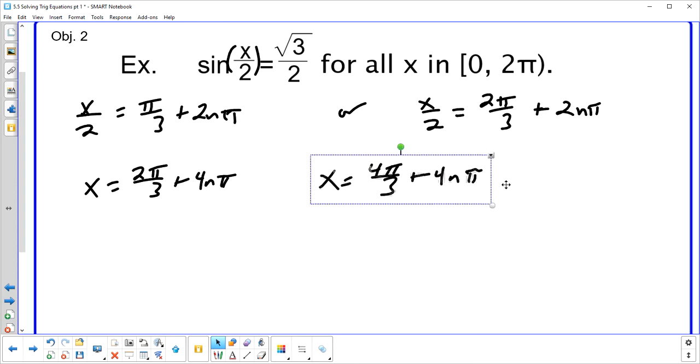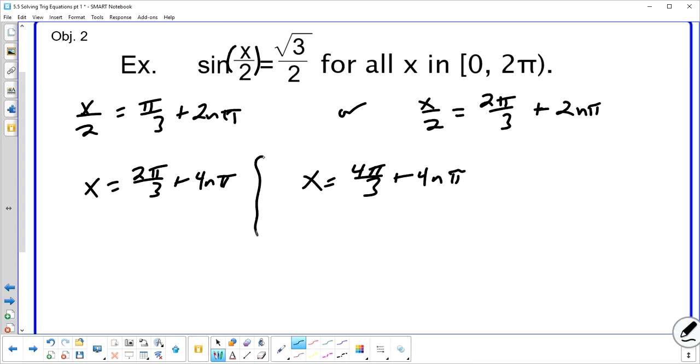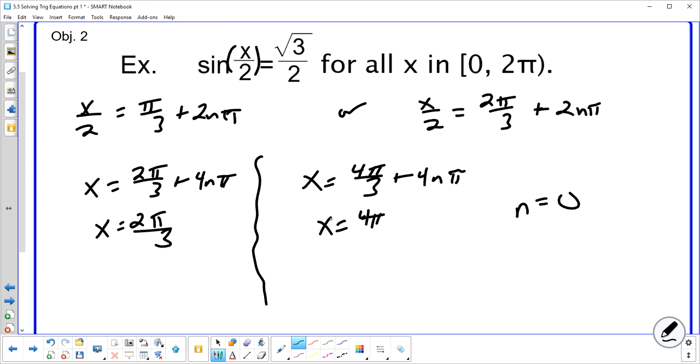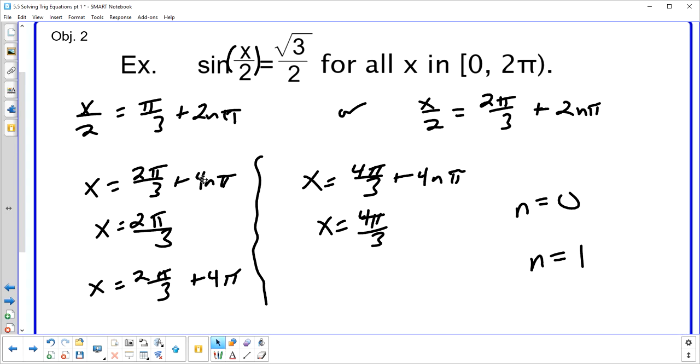Okay, now if I move these over just so they're a little bit closer together, they are two different things. Since we're talking about just the interval 0 to 2 pi, we need to test values of n. So if I plug in n equals 0, the first one I just get 2 pi over 3, and the second one I get 4 pi over 3. Both of those are in that interval, so we're good. We need to check n equals 1, and if we check n equals 1, we get 2 pi over 3 plus 4 pi, because 4 times 1 is 4, plus pi. This one won't work, so we don't need to go any further on that one.